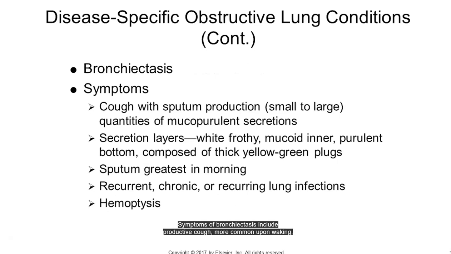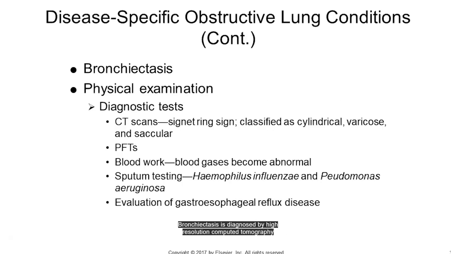Symptoms of bronchiectasis include productive cough, more common upon waking, with mucopurulent secretions, often with thick yellow-green plugs, hemoptysis, and recurrent lung infections. Bronchiectasis is diagnosed by high-resolution computed tomography, HRCT scans.